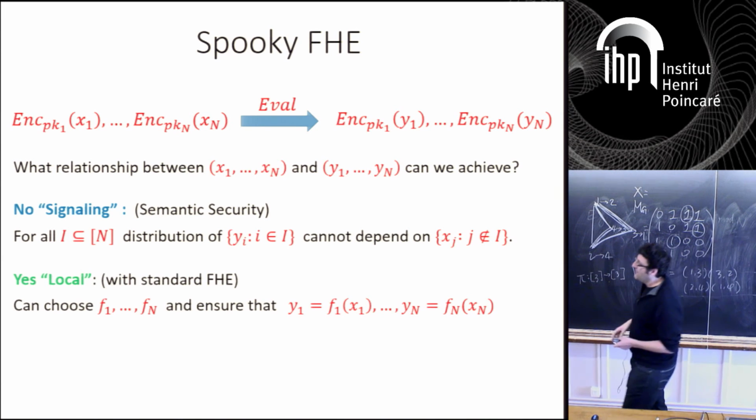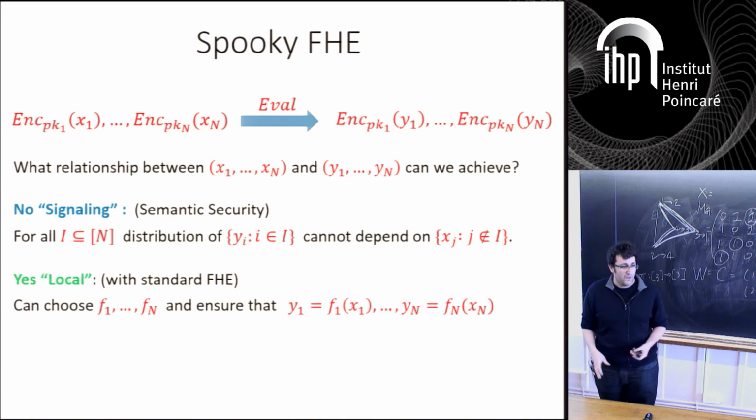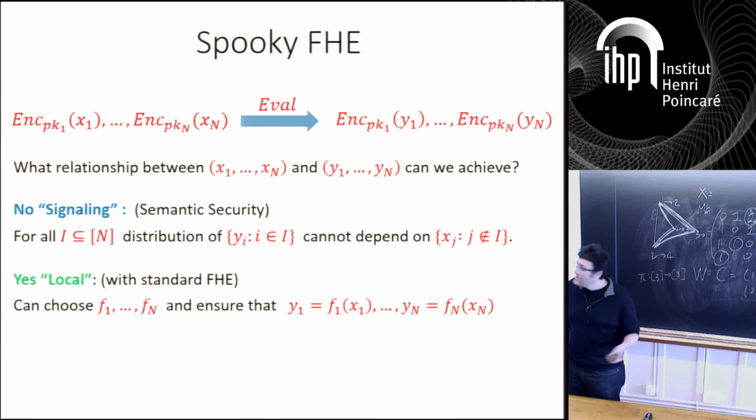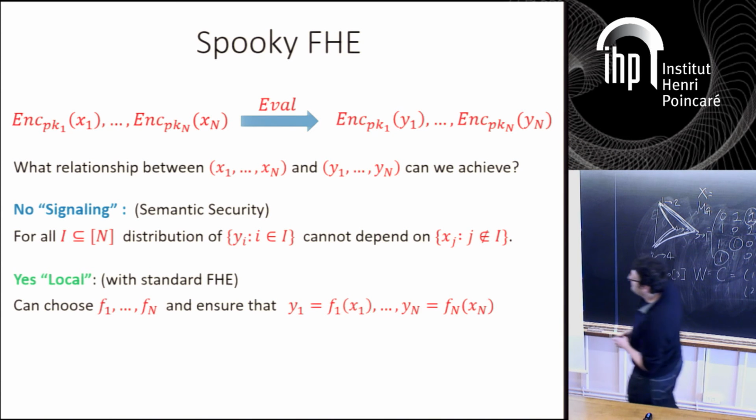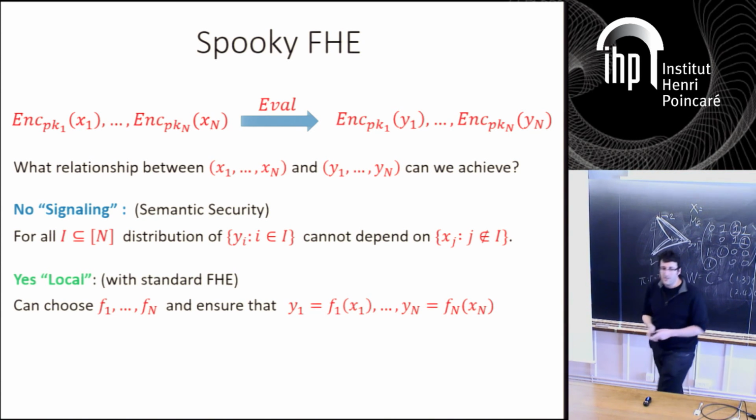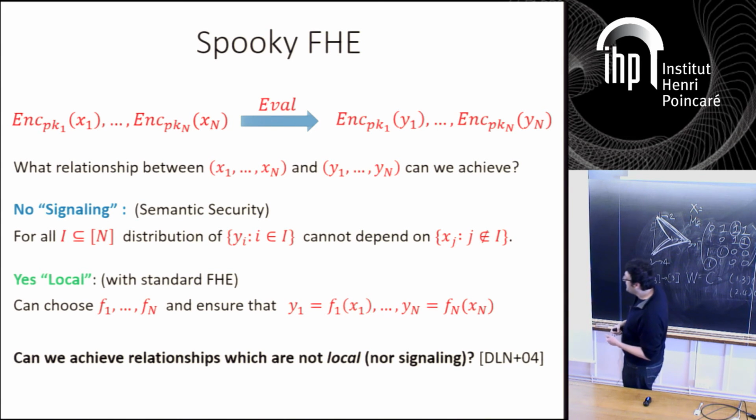The other thing you notice is that if this encryption scheme is fully homomorphic, then you can implement any arbitrary local strategies, where each yi is an arbitrary function of the corresponding xi. So y1 is a function of x1, yn is a different function of xn. This you can do. The question is, is this the full picture? And the answer is, it's actually not necessarily the full picture. There might be relationships which are neither signaling nor local. And the question is, can we achieve such relationships?